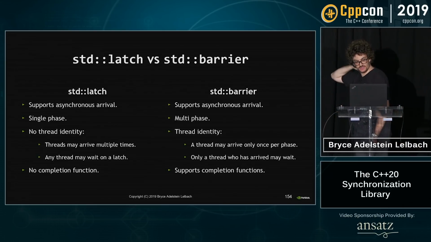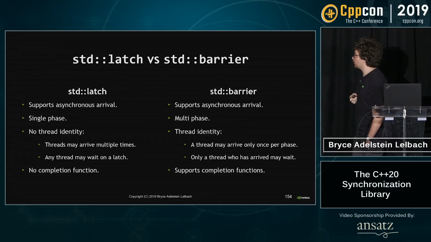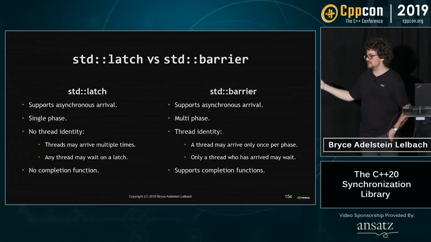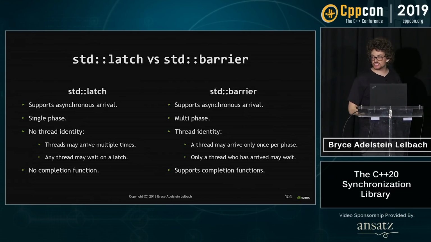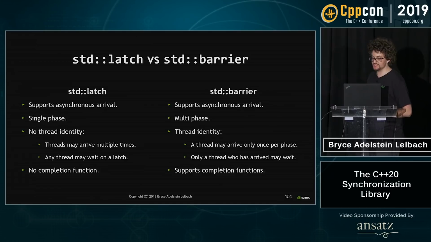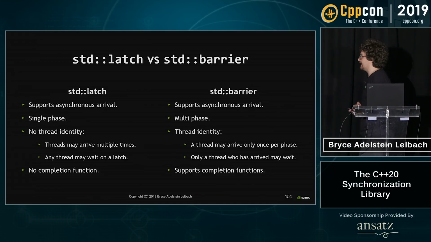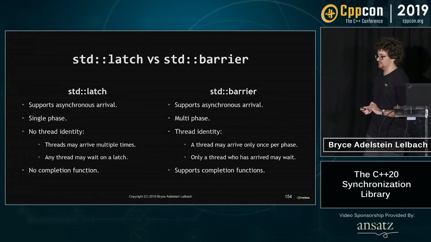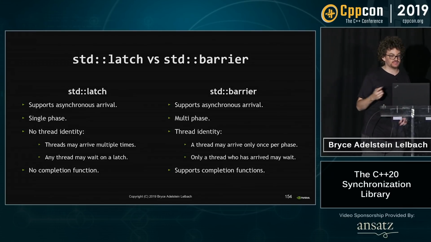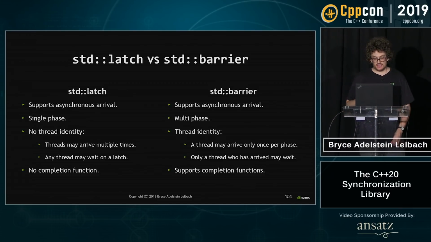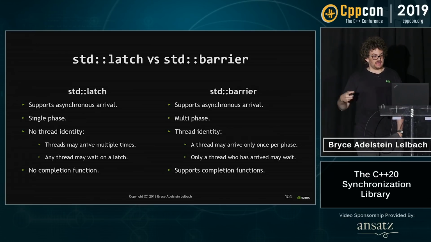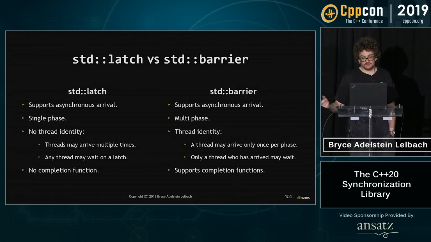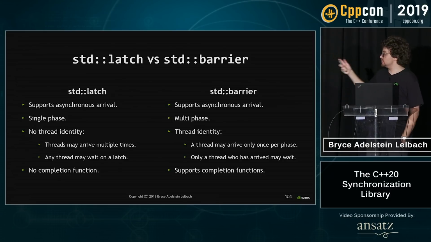Comparing these two, both of them support asynchronous arrival. With barrier, it gives you back this arrival token. With latch, it doesn't need to. Latches are single phase, whereas barrier is multi-phase. Latches don't have any notion of thread identity. So a thread may arrive multiple times on a latch, and any thread may wait on a latch, even a thread that didn't participate in that latch. And latches don't have a completion function. Now, barrier does have a notion of thread identity.